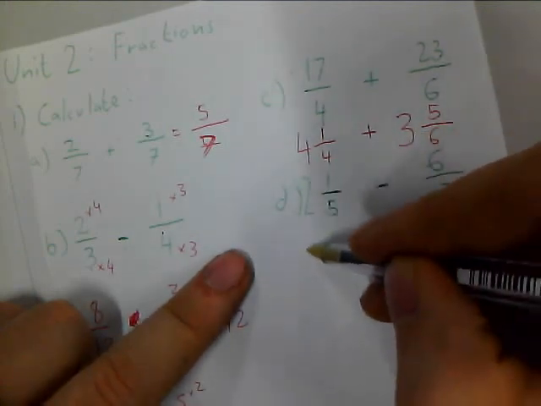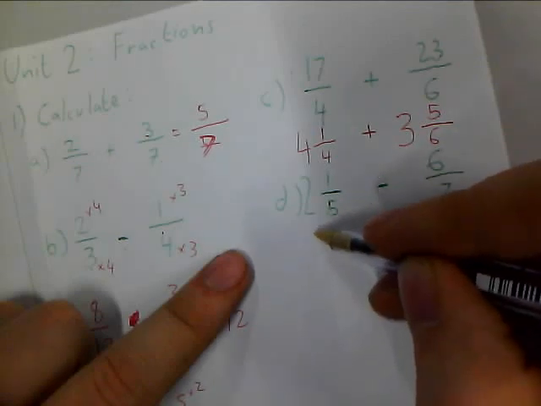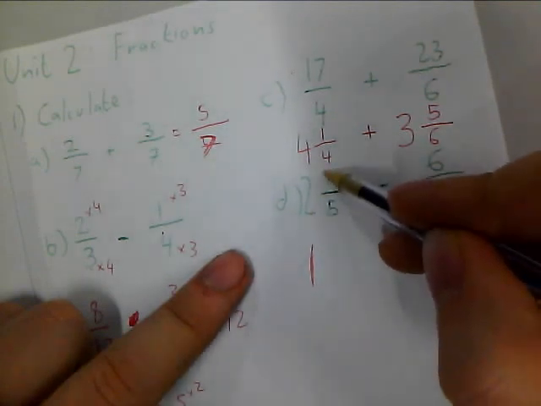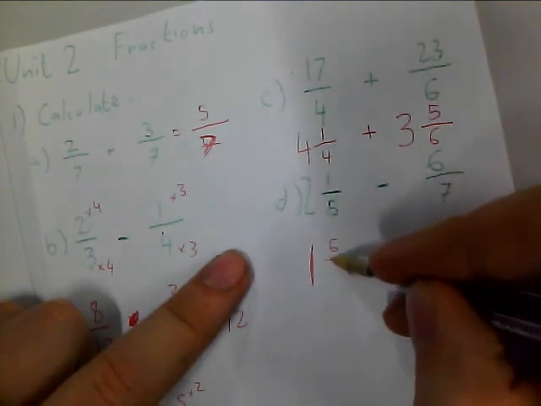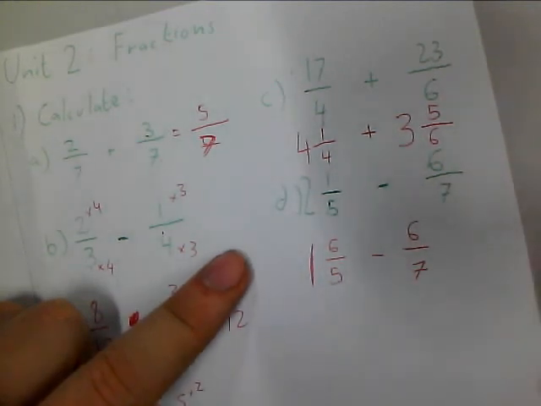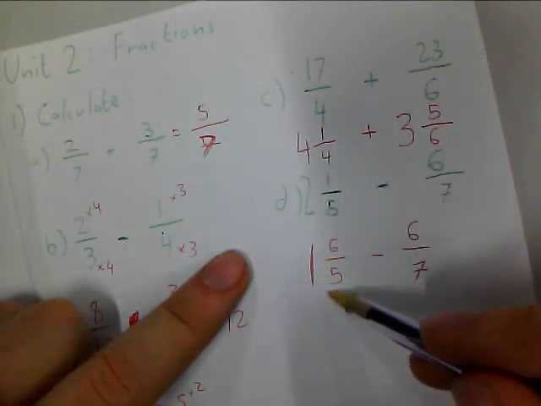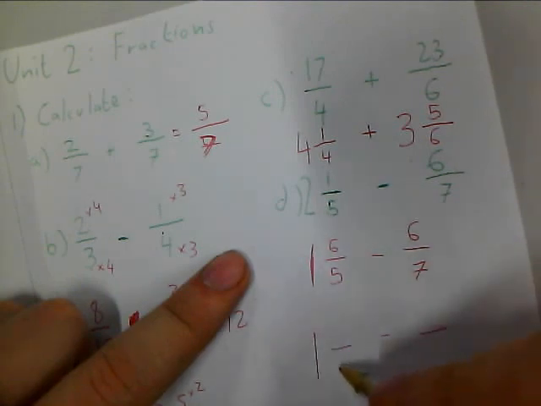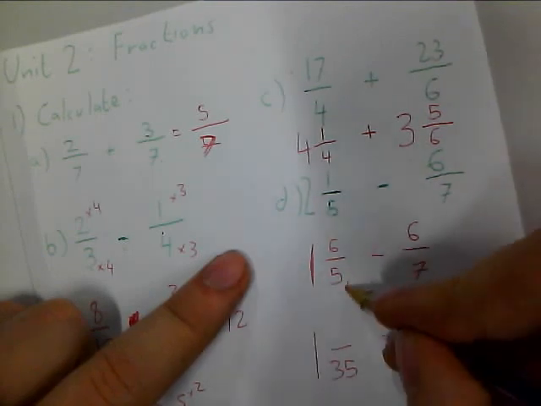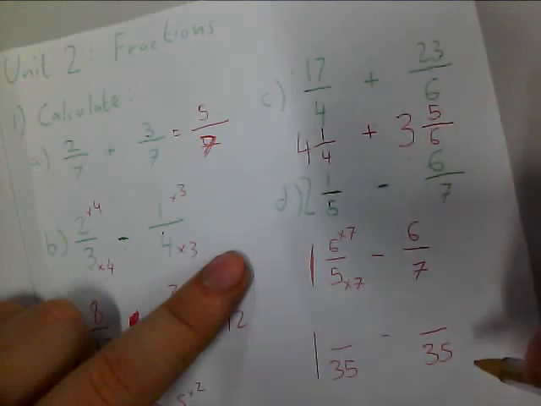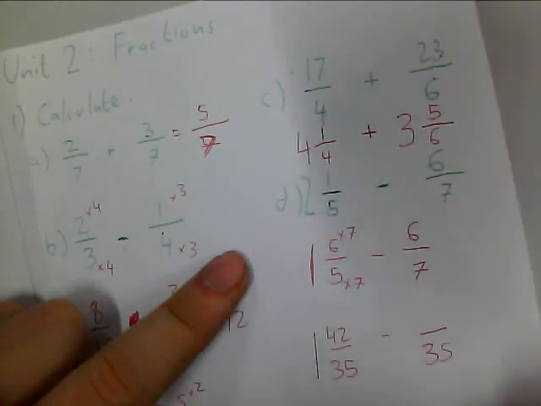So I'm going to split my whole here into 5 pieces. So I've now only got one whole and 5 pieces plus my other piece here. So that's 1 6/5 minus 6/7. Okay. I'm now going to get my common denominator. Okay, so 35 is the lowest common multiple of 5 and 7. I've multiplied that by 7, so I multiply this by 7. And that's 42 over 35.